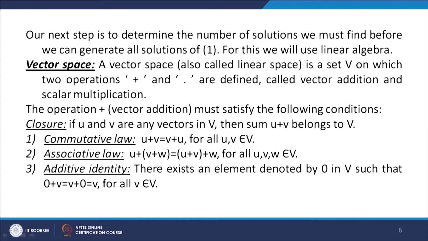So with respect to the vector addition operation, the following conditions must be satisfied. First is closure. If u and v are any two vectors in V, then their sum u + v must be an element of V. Then commutative law, u + v is equal to v + u for all u, v belonging to V. Associative law, (u + v) + w is equal to u + (v + w) for all u, v, w belonging to V. Additive identity, there exists an element denoted by 0 in V such that 0 + v is equal to v + 0 equal to v for all v belonging to V.